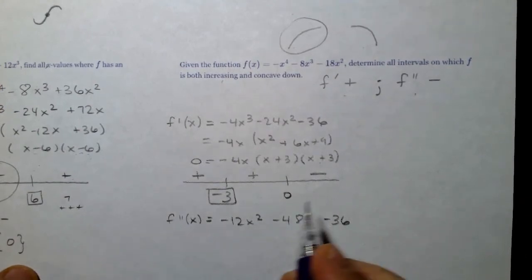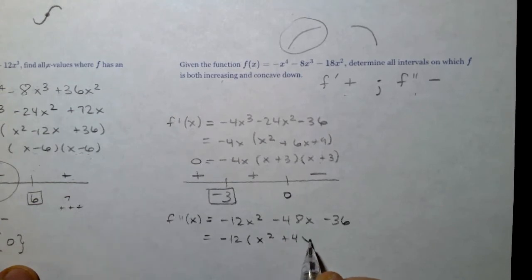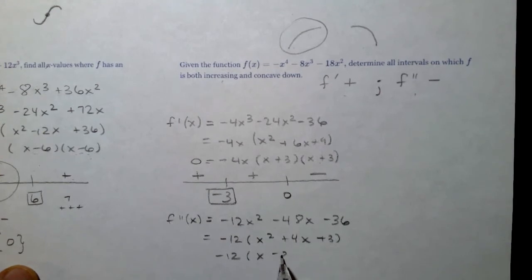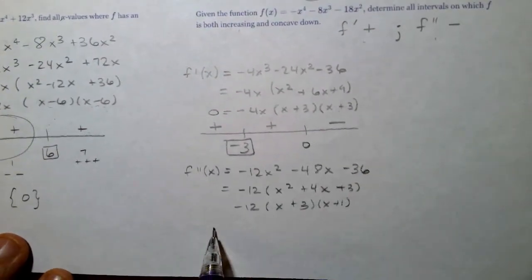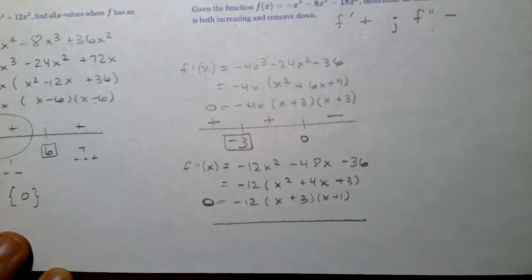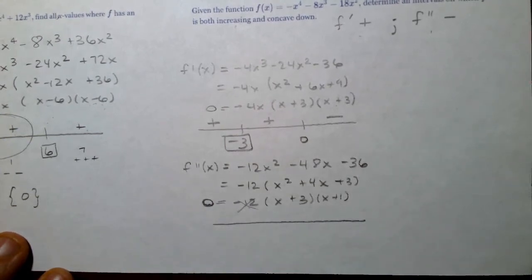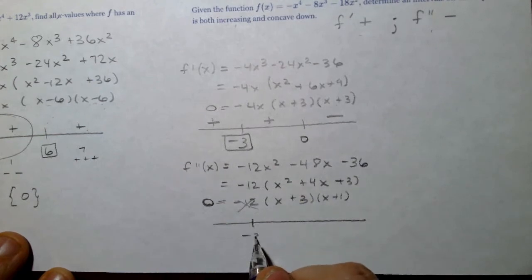Minus 36. This is going to yield only 2 critical values. Negative 12 is not a critical value. We do want it there. We want to use it in our calculation, but it is not a critical value. So the 2 critical values I'm going to get are negative 3 and negative 1.